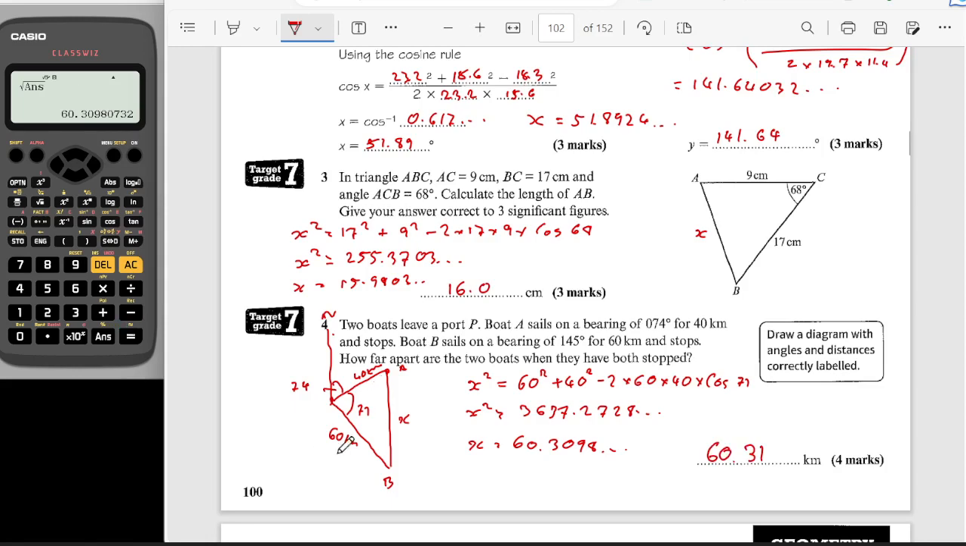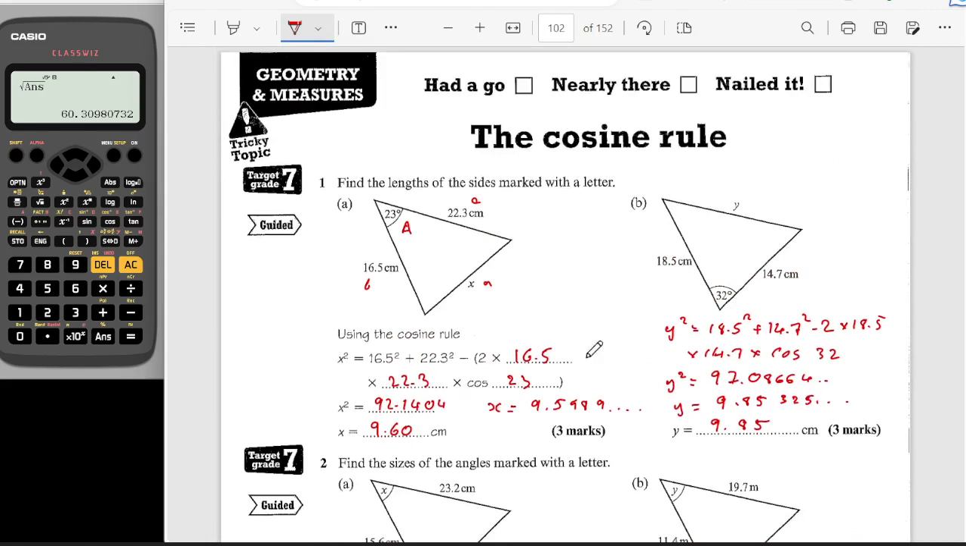Okay, and that is topic 100, the cosine rule from the Edexcel GCSE higher tier revision workbook.